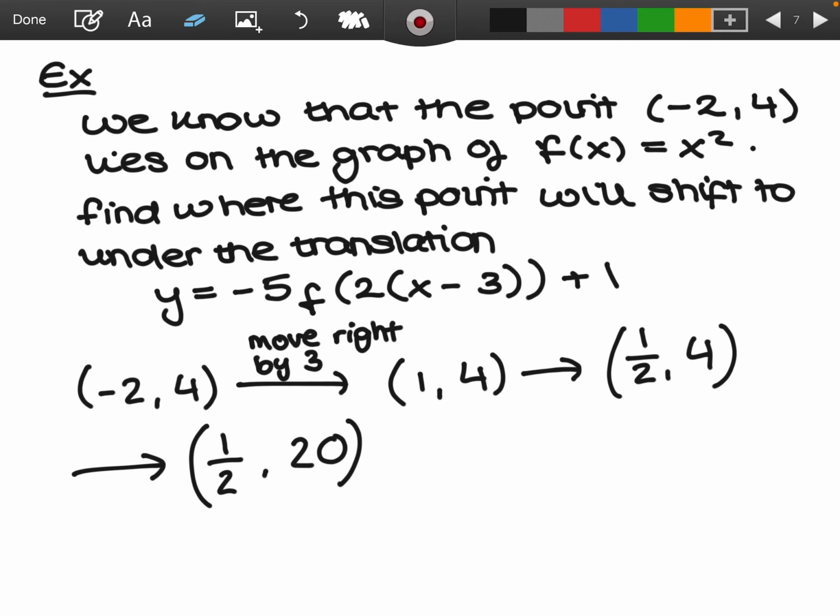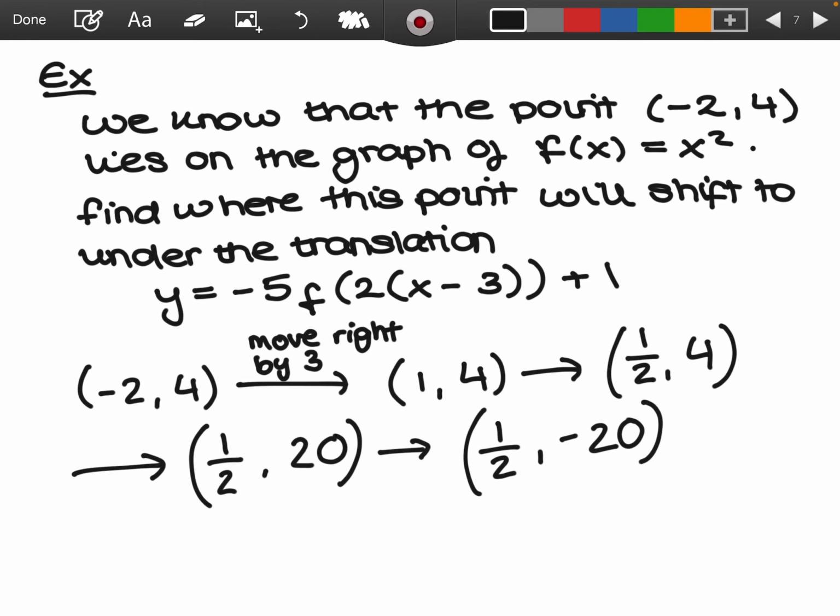Then the next thing I do is that I know that I'm going to reflect in the x-axis. So I take my graph that I have and everything gets flipped mirror image in the x-axis. So all of my x coordinates are going to stay the same, but my y coordinates are now going to become the negative of what they were. So I'm now at 1/2, negative 20 when I flip in that x-axis.